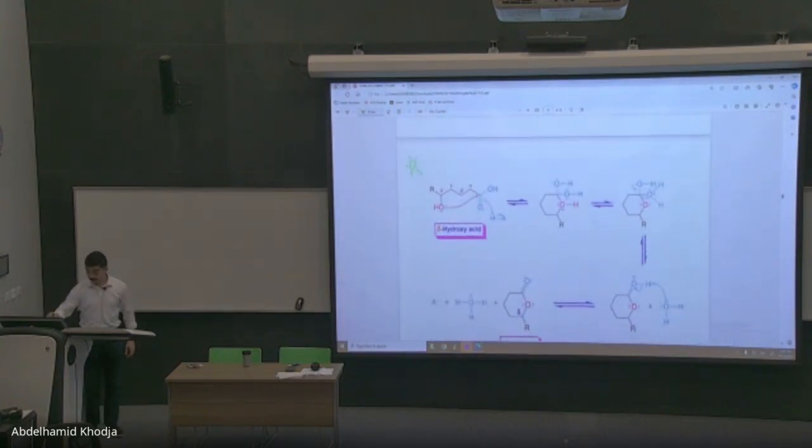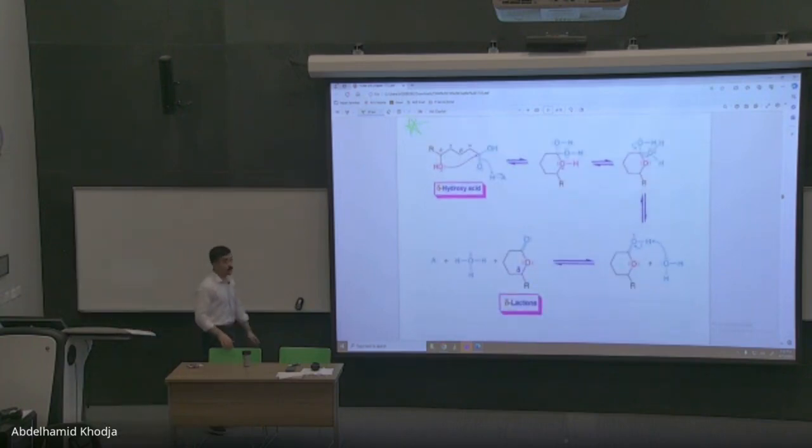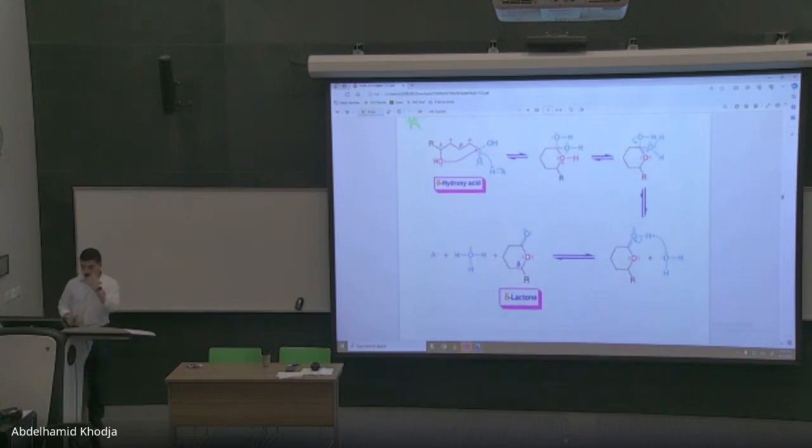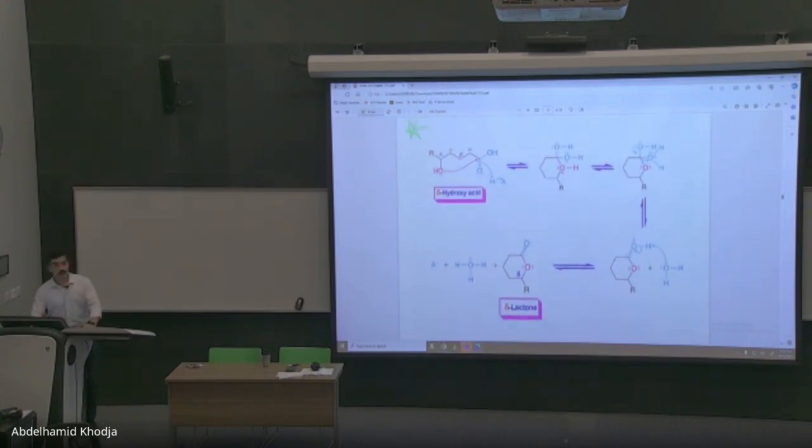This came up in our example, going from a delta hydroxy acid to a delta lactone. Again, this is another one that I have on the channel. This is basically a carboxylic acid. Then you have a few carbons later, denoted by alpha, beta, gamma, delta. On the delta carbon, you have an OH group, hence the name delta hydroxy acid. And at the other end of the molecule, you have a carboxylic acid.